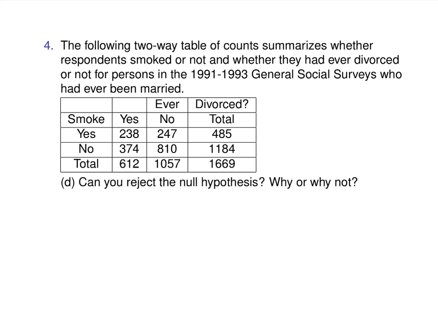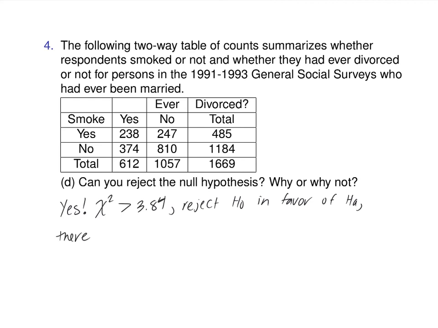So can you reject the null hypothesis? Why or why not? So yes, the reason why is that the chi-squared is bigger than 3.84. So you reject H naught in favor of HA, and there is an association between smoking and divorce. Well, it doesn't mean that smoking causes divorce. It just means that smokers tend to get divorced more often than non-smokers.